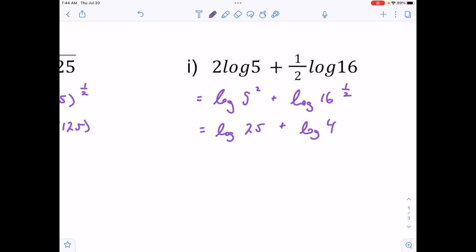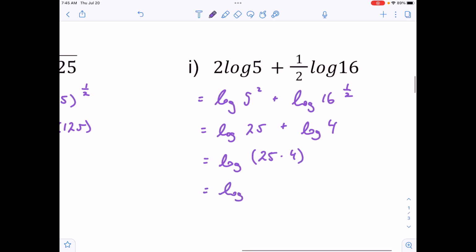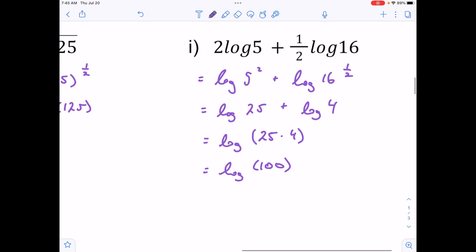And now I'm actually going to simplify using our first log law, which said that if they have the same base, I can bring them all into one term by multiplying. 25 times 4 is 100. And remember, this is a base 10. So 10 to the power of what is 100? 2. 2 is the answer there.